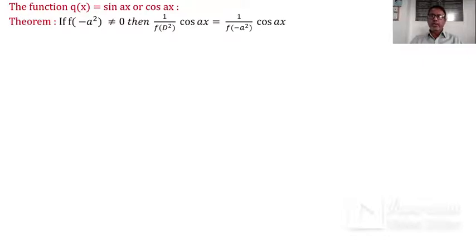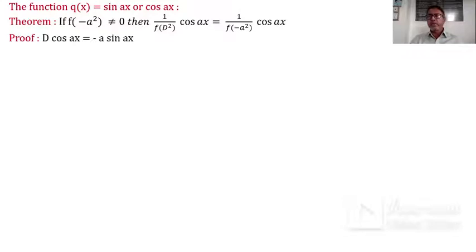If f of minus a square is not equal to 0, then 1 upon f of D square operating on sin ax or cos ax is equal to 1 upon f of minus a square cos ax if we operate on cos ax, and if we operate on sin ax, then 1 upon f of D square sin ax is equal to 1 upon f of minus a square into sin ax. We see the proof of this for operating on cos ax.